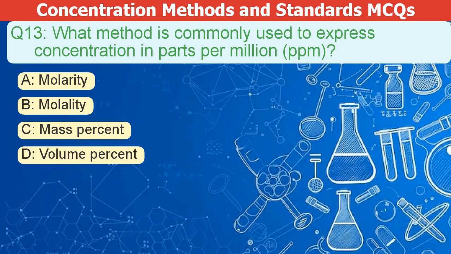What method is commonly used to express concentration in parts per million, ppm? A. Molarity. B. Molality. C. Mass percent. D. Volume percent.